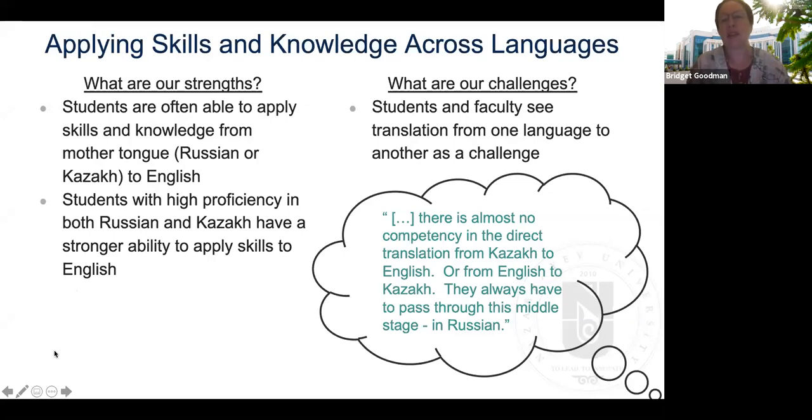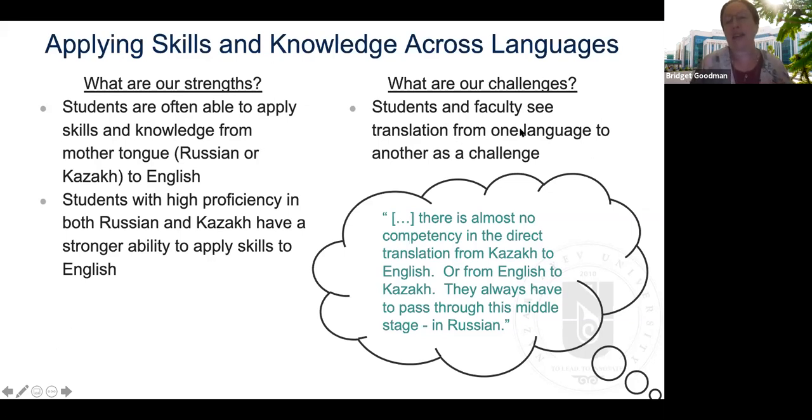In terms of applying skills and knowledge across languages, or transferring skills: the students, as I said, are often able to apply skills and knowledge from their mother tongue, whether it's Russian or Kazakh, we don't know. We only ask them to specify родной язык to English. An interesting finding from analyzing the survey data is that students with high proficiency in both Russian and Kazakh, so students who report the same high proficiency in both languages, show a stronger ability to transfer skills to English. So what we argue from the theoretical lens of transfer is that the ability to transfer skills among languages is a marker of proficiency. It's part of having that proficiency.